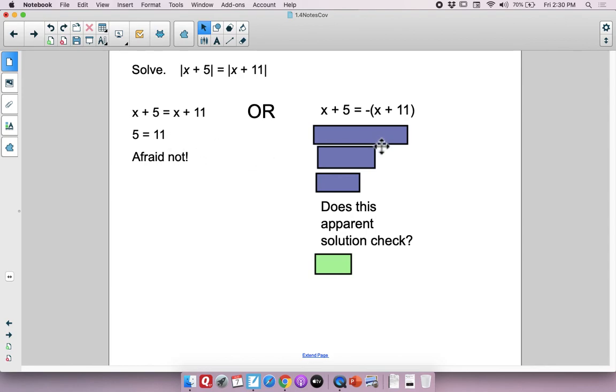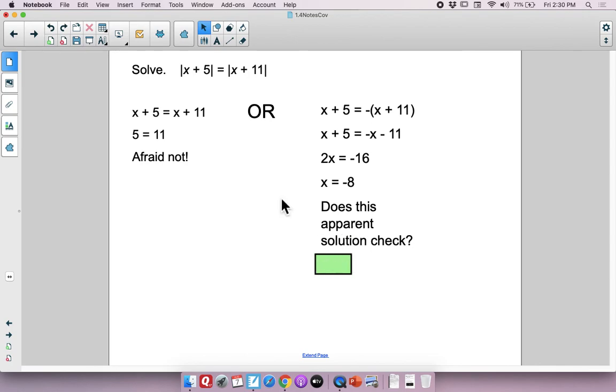And then over here, distribute. Add x to both sides. So I added an x to both sides, got 2x. Subtracted 5 from both sides. So I got my variable terms on the left, my constant terms on the right. So -11 and -5 is -16. Divide by 2, we get -8.